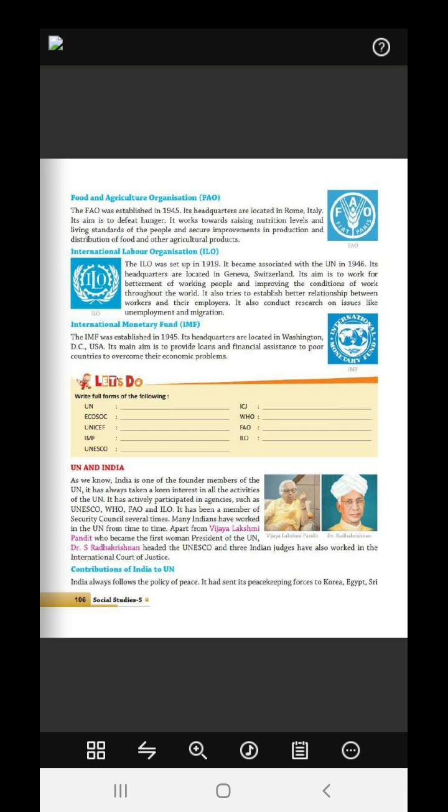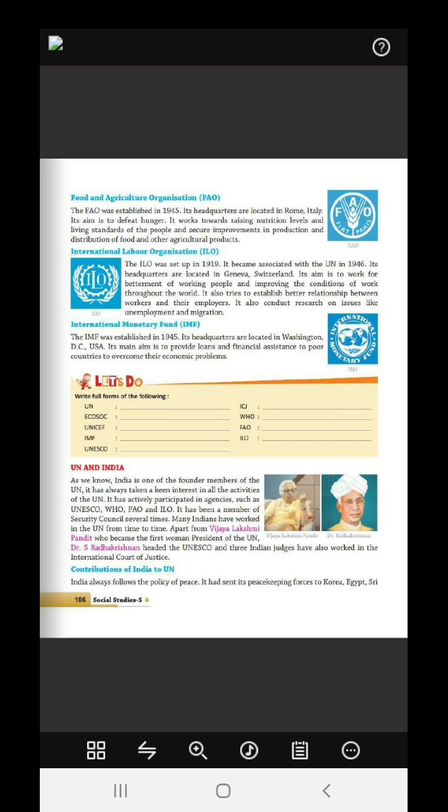UN and India. As we know, India is one of the founder members of the UN. It has always taken a keen interest in all activities of the UN. It has actively participated in agencies such as UNESCO, WHO, FAO and ILO. It has been a member of the Security Council several times. Many Indians have worked in the UN from time to time. Apart from Vijayalakshmi Pandit, who became the first woman president of the UN, Dr. S. Radhakrishnan headed UNESCO, and three Indian judges have also worked in the International Court of Justice.